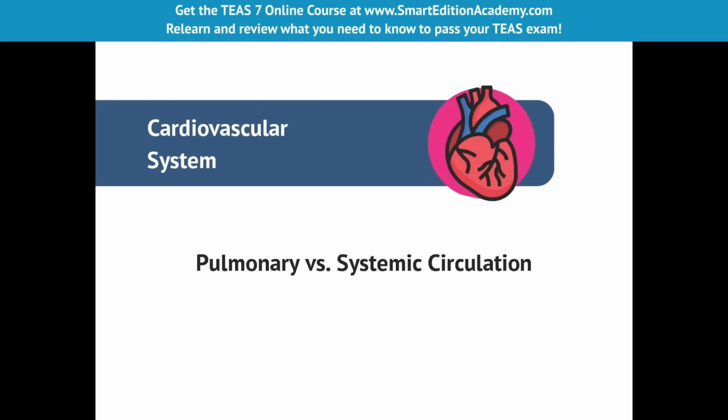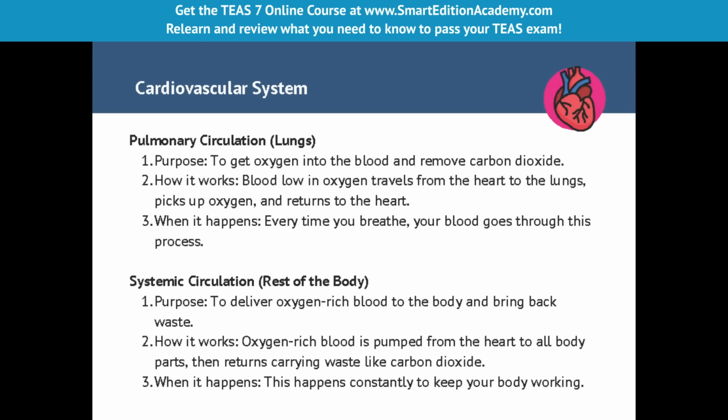So what is the difference between pulmonary and systemic circulation as it relates to the cardiovascular system in the human body? So what's important to know is that the pulmonary circulation, you're really talking about the lungs, and the purpose of the circulation is to get oxygen into the blood and remove carbon dioxide. On the other hand, systemic circulation is talking about delivering oxygen-rich blood to the body and bringing back waste.